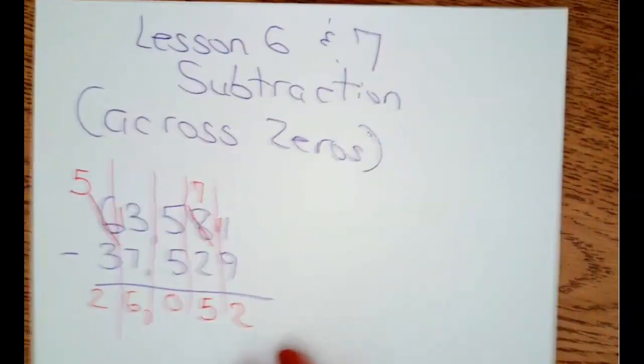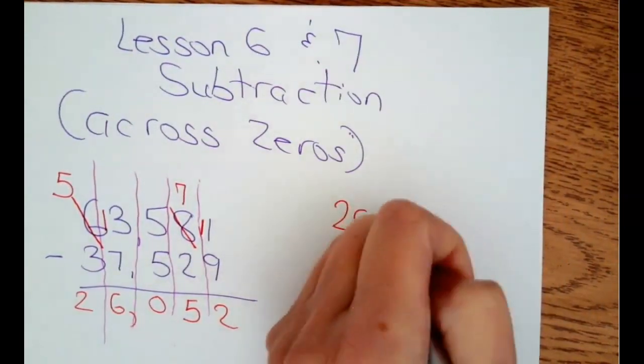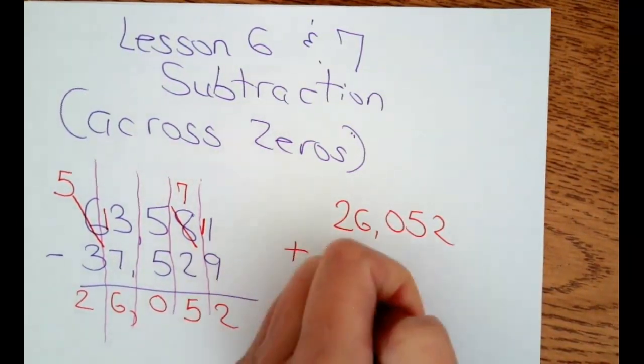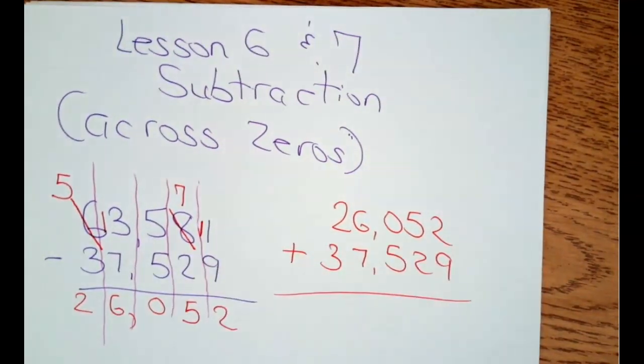How do I make sure it's right? You do the opposite. So I take the 26,052. I'm going to add it to 37,529. So let's see if I'm right.